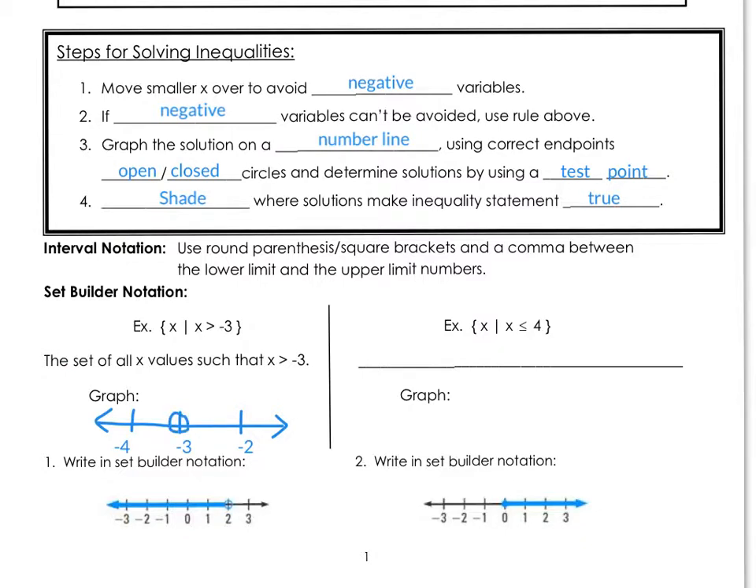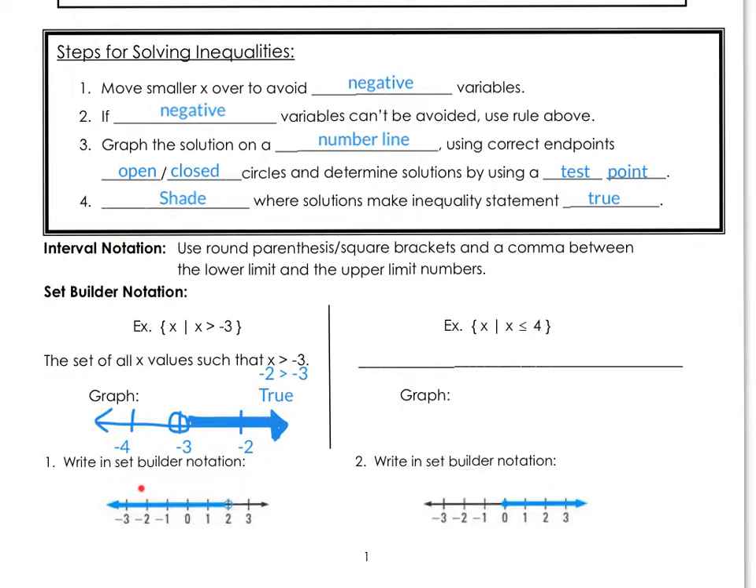And then to determine where to shade, we use a test point. My test point could be either negative 4 or negative 2. I think negative 2 works, so let's see if I'm right. Is negative 2 greater than negative 3? Well, I think that is true, so that means I am going to shade where the negative 2 is, because that makes it true. You can probably do a little bit better on yours, but we shade right up to the circle and anywhere to the right, because that's all greater than.